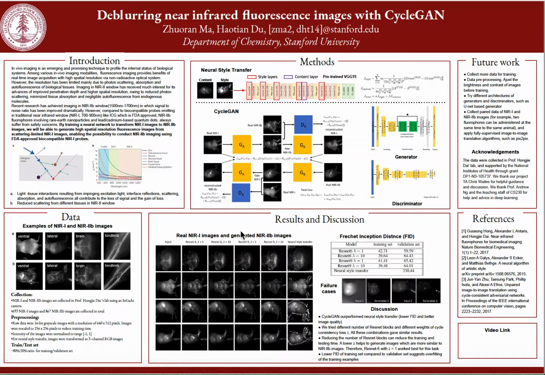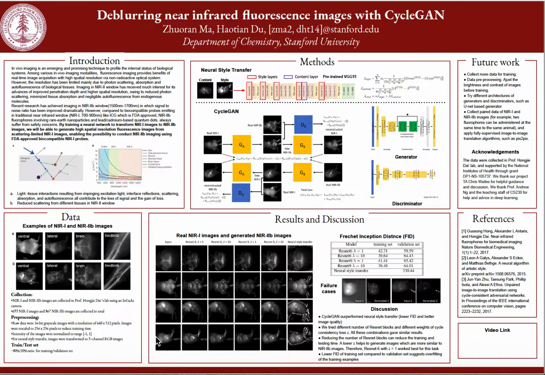Here are some results of our model. So the first row here is just some randomly selected near IR1 images. And these 4 rows here are images generated by our CycleGAN model. And more precisely speaking, it's just images generated by the generator GA after training. The last row shows some results generated by neural style transfer. We can see here the near IR1 images look very blurry due to scattering, and have very high background and low contrast.